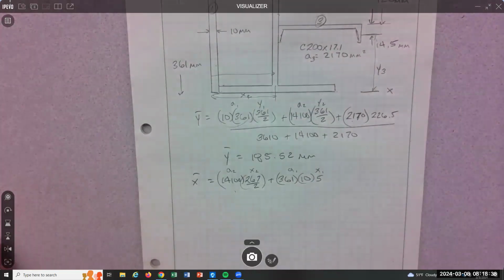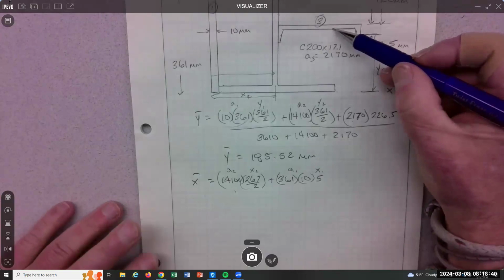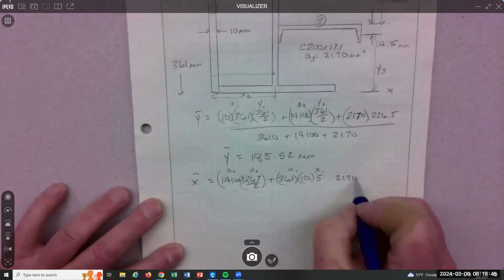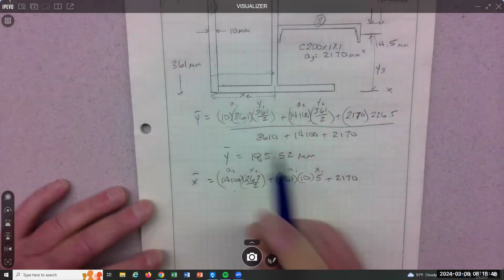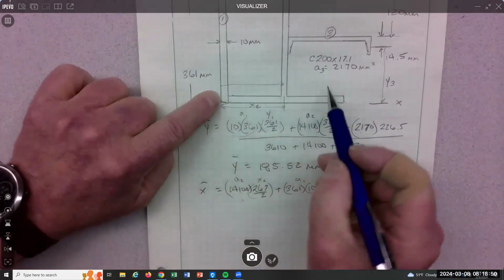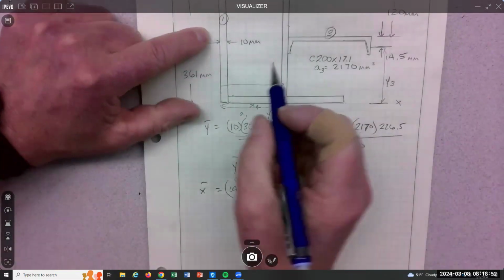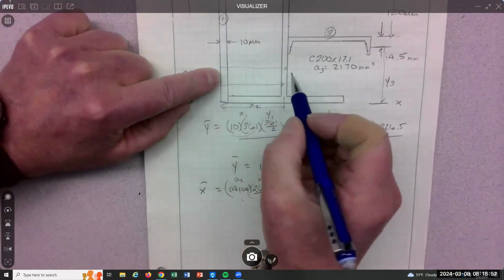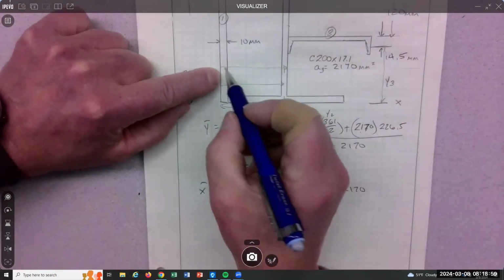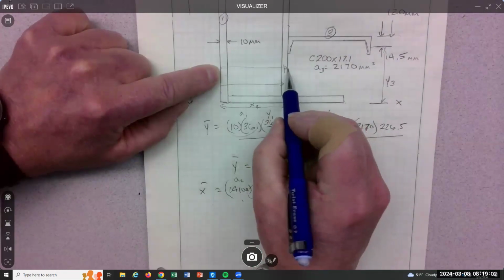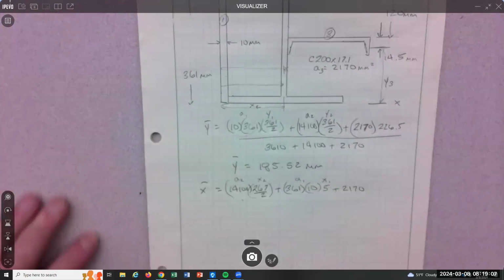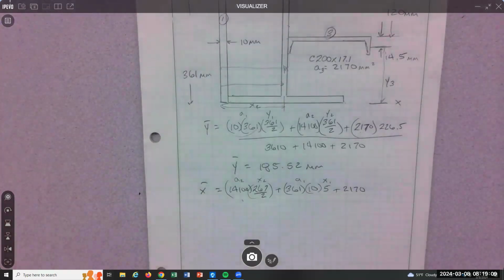And now we need this third thing right here, right? So we need its area, 2170. And we now need the X distance all the way over to here. So I would find this distance, right? So that's going to be half of the base, and then half of the web, you get to here, and then you can go half of this distance, the C shape. So however you want to pick it out, I'm going to get the C shape information.